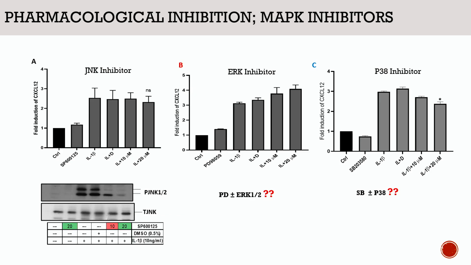After that, I started assessing the signaling pathways involved in CXCL12 by using pharmacological inhibition. As we can see, for the MAP kinase pathway, I used 3 inhibitors: on the left-hand side the JNK inhibitor, in the middle the ERK inhibitor, and on the right side the p38 inhibitor. These 3 inhibitors in the luciferase reporter assay showed a minor effect on CXCL12 activity induced by IL-1 beta.